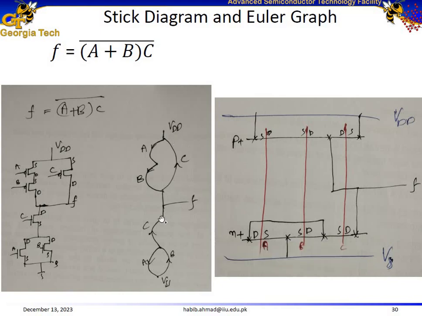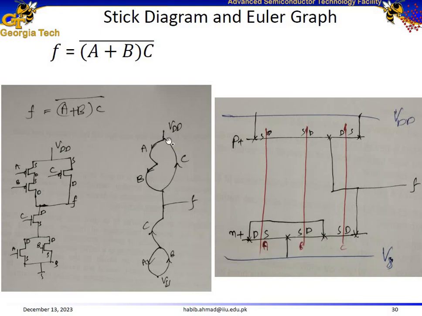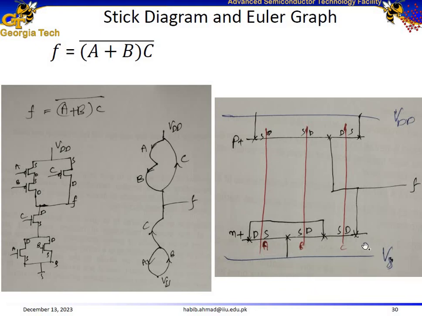Similarly CBA would also work in the pull-down network as well. However, we are going with the ABC Euler path. So we draw the polysilicon gates A, B, C. We make the P plus diffusion layer, the N plus diffusion layer, the ground rail and the supply rail.